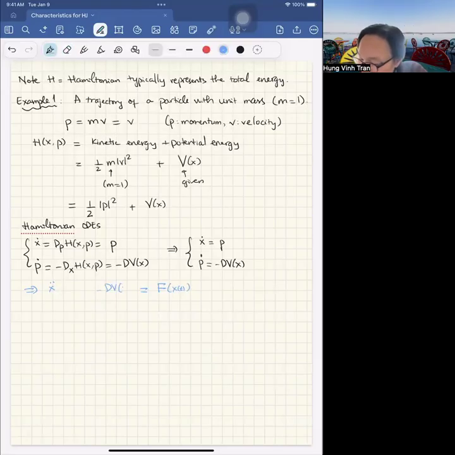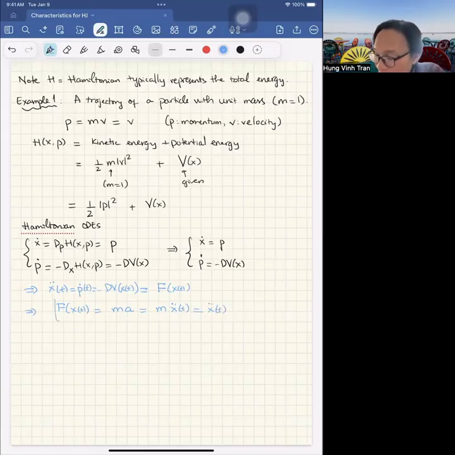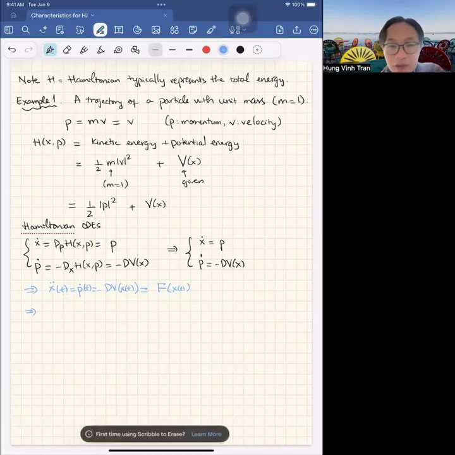So x double dot of t equals p dot of t equals minus dV of x of t, which is equal to F of x(t). So this gives me exactly Newton's second law. I have F of x(t) equals ma, which is m times x double dot of t, equals x double dot of t because m equals 1. So that's exactly Newton's law.